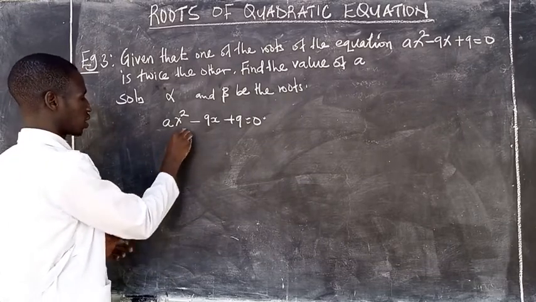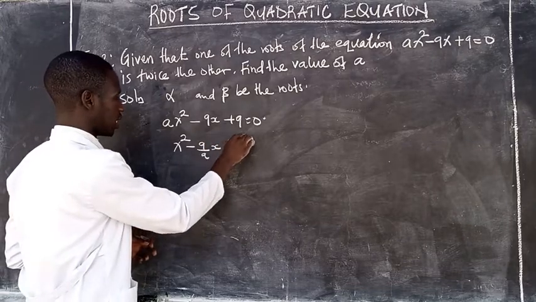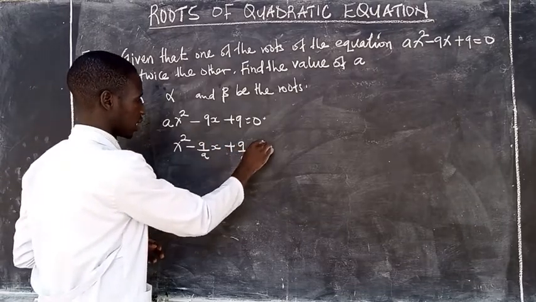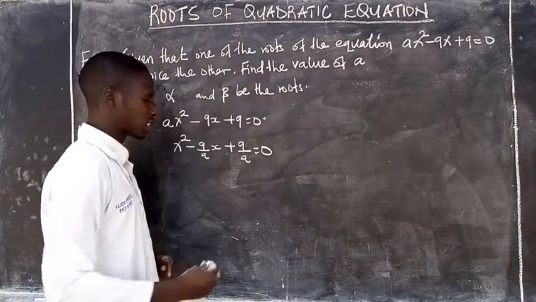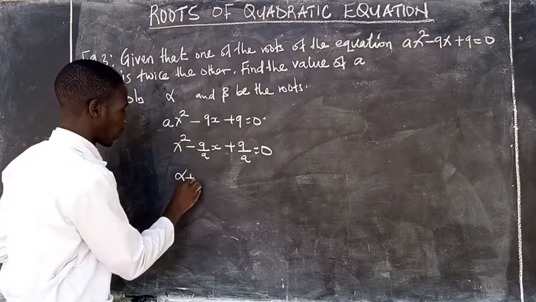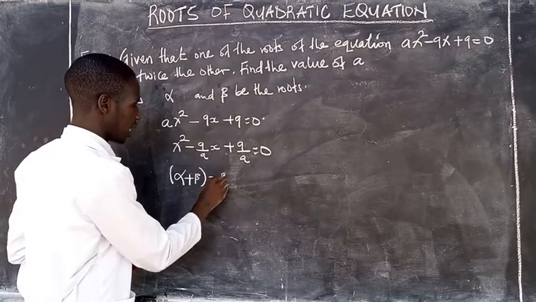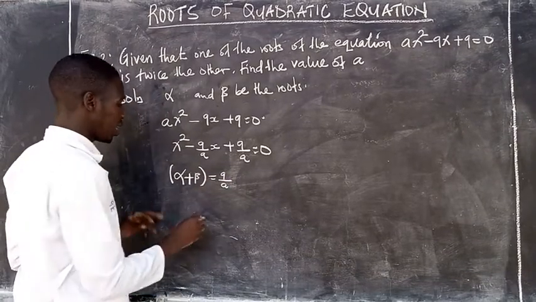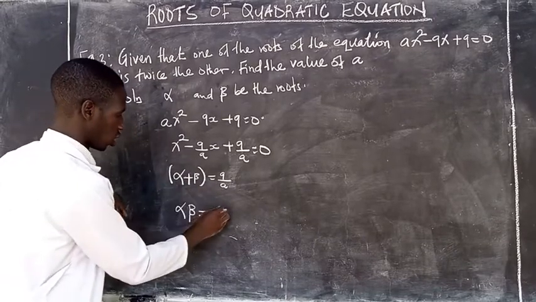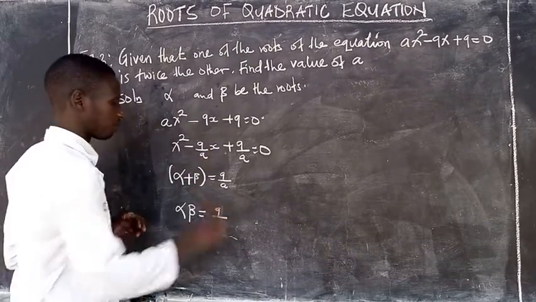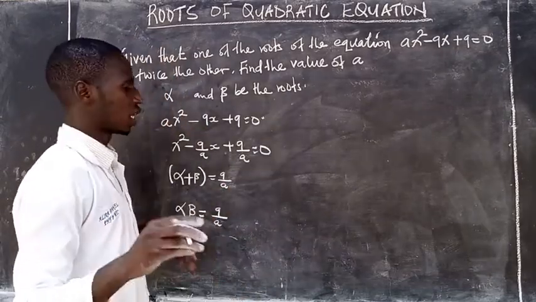So we shall have x squared minus 9 over a x plus 9 over a equals 0. If alpha and beta are the roots, that means alpha plus beta, which is the sum, is 9 over a, and alpha beta, which is the product, is also 9 over a. But please don't forget that one of the roots is twice the other.